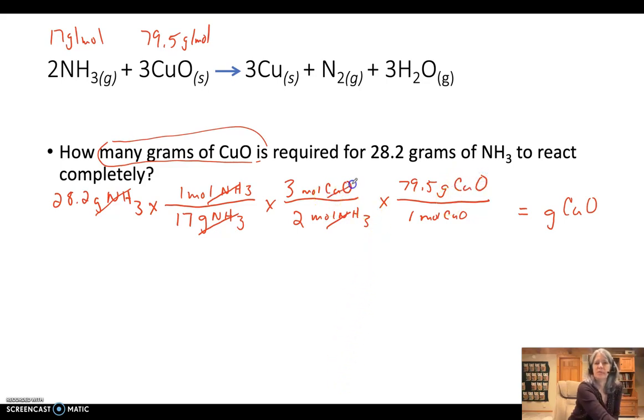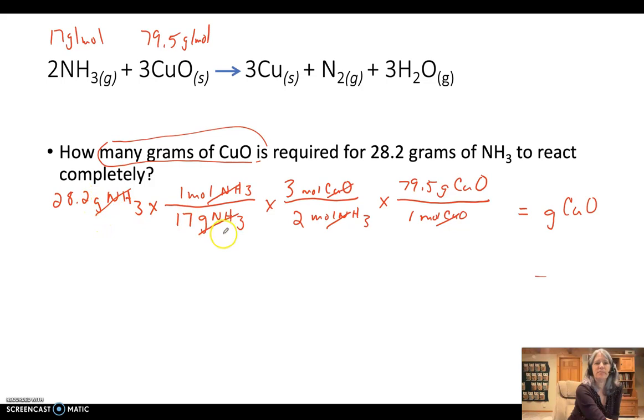Right, so our moles will cancel there, and we'll end up with grams of copper oxide. All of the problems are the same and all of them are different. They use the same conceptual framework: we have a recipe for the reaction. We can start with what we're given, and we can end up with what we want by converting one step at a time. And the important thing is to know where these conversion factors come from.